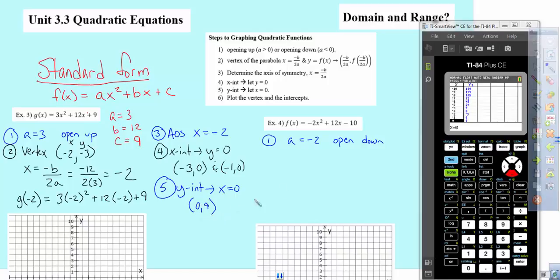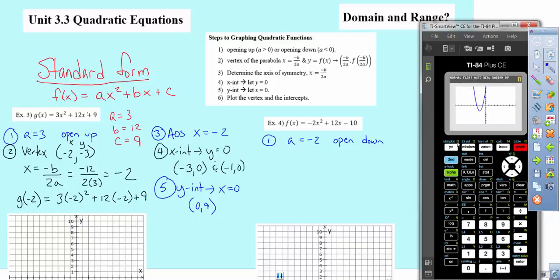So now let's go make sense of those. Let's take a look at the graph again. So we see our vertex at -2, -3. We see that it crosses the x-axis at -2 and at -1. And it crosses the y-axis at 0, 9. So looking good. Our last thing is to plot those things and graph them.